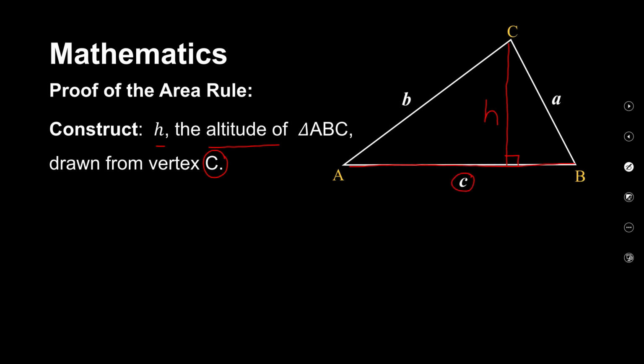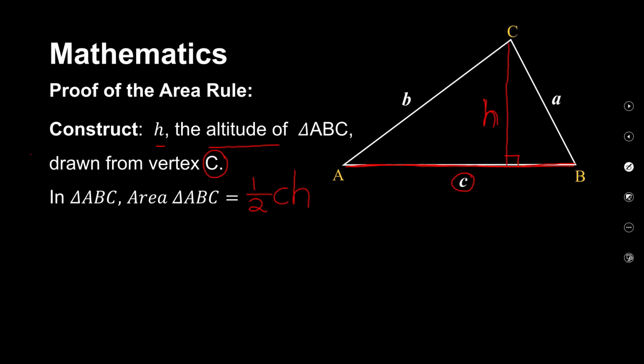If you can remember from grade 8 and 9 geometry, how do we find the area of triangle ABC? It's half base times height. And what is our base in this case? Our base in this case is this line here, AB, or in other words, it's little c. And our height is the height we've constructed, which is CH. So, the area of triangle ABC will be half c times H.